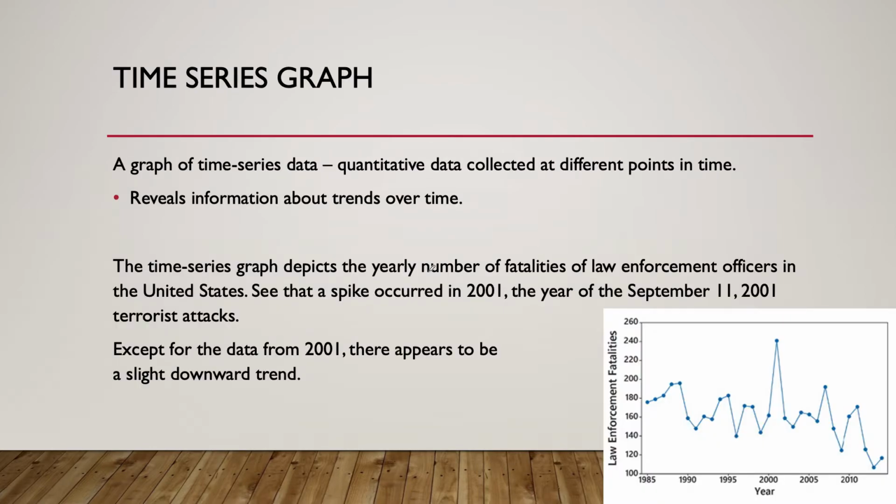We have a time series graph, and this is a graph of time series data, or quantitative data collected at different points in time, and it reveals information about trends over time. So this graph down here depicts the yearly number of fatalities of law enforcement officers in the United States. And we have a spike right here, which corresponds to the September 11th, 2001 terror attacks.